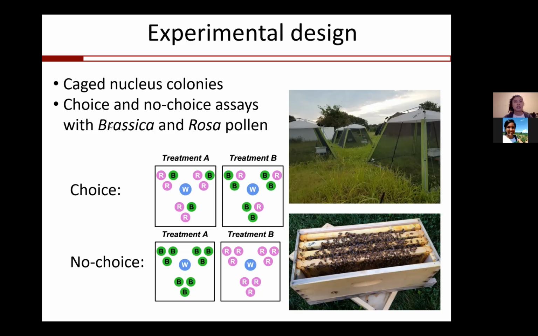And what we found is that bees had a very high preference for brassica compared to rose. And we had two treatment groups here that show us the same thing. In treatment A, we gave them twice as many arrays or dishes of rose compared to brassica. And in treatment B, we gave them twice as many brassica compared to rose.